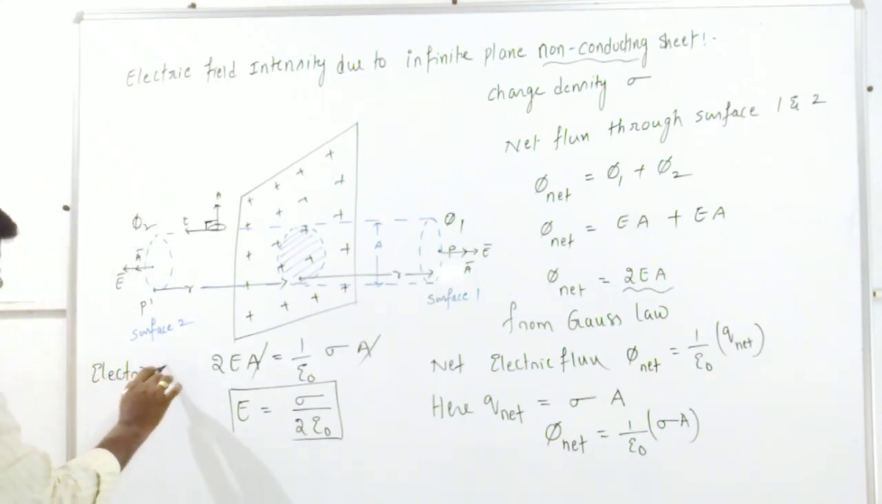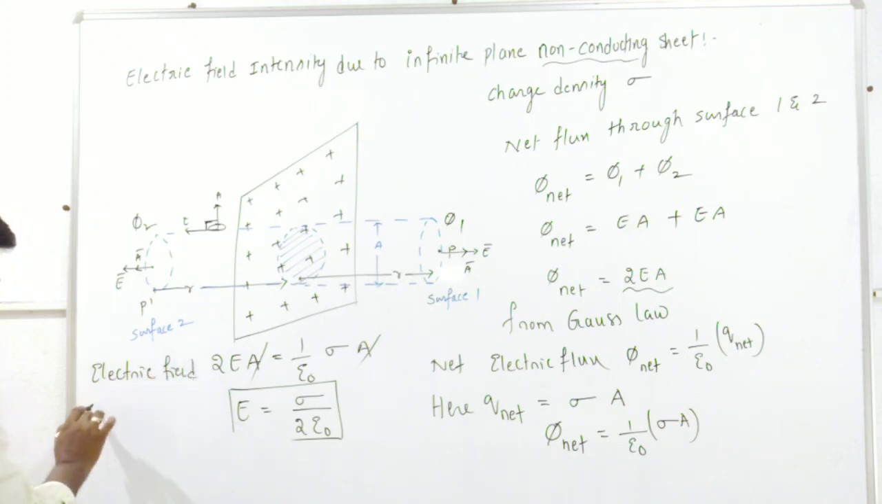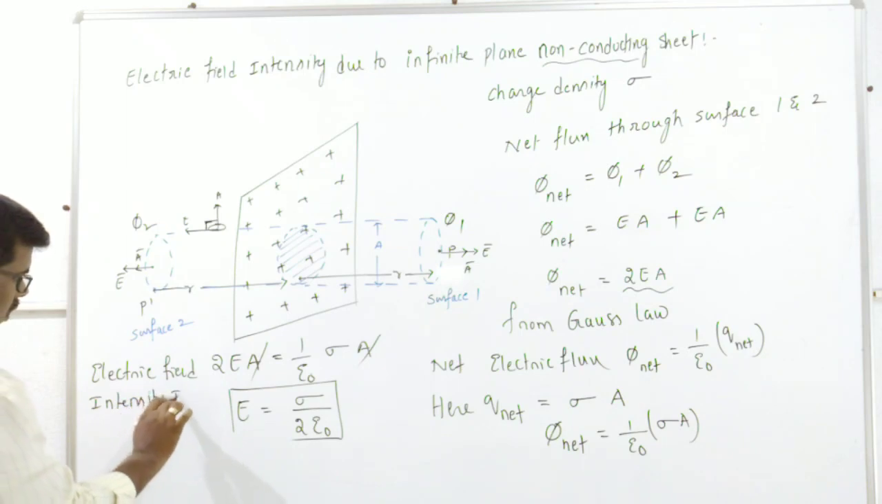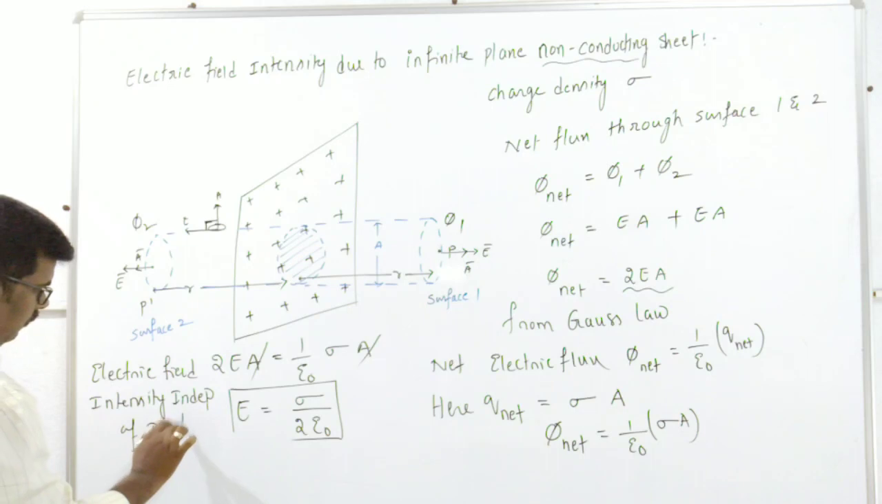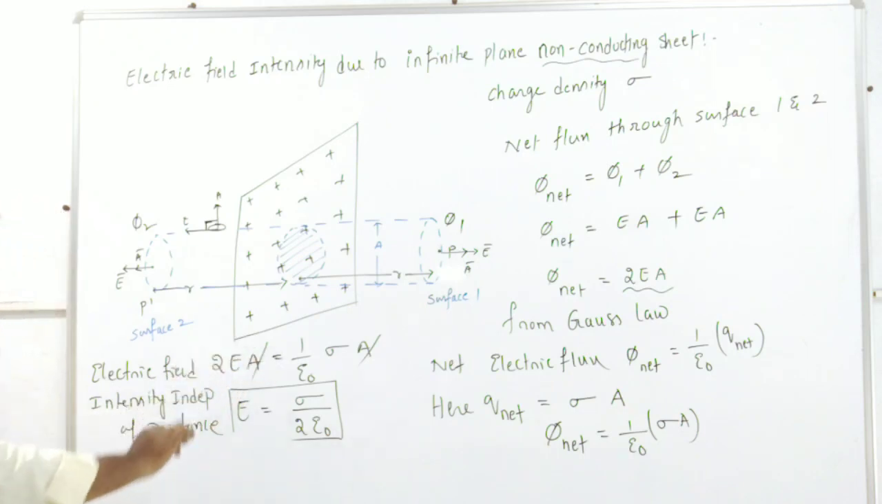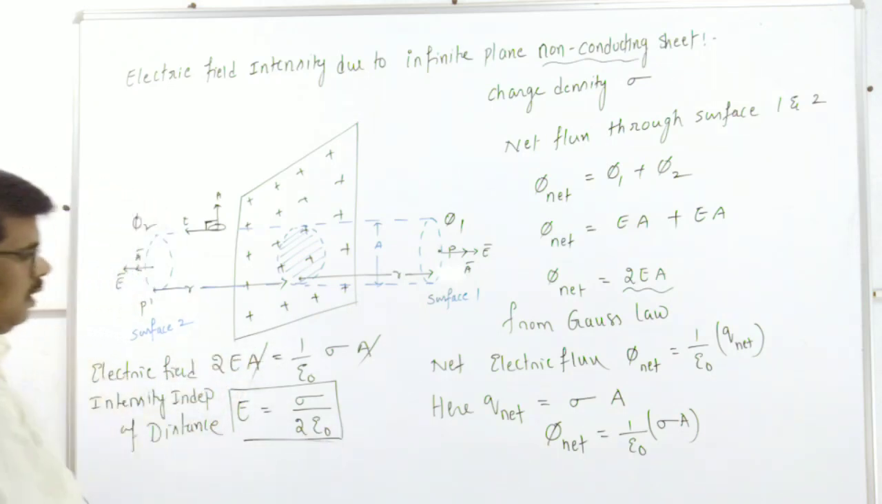So we can write: electric field intensity is independent of distance. Anywhere from the sheet it remains the same, that is sigma by 2 epsilon naught.